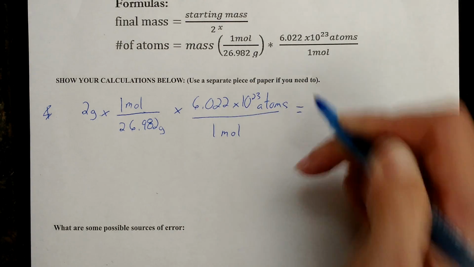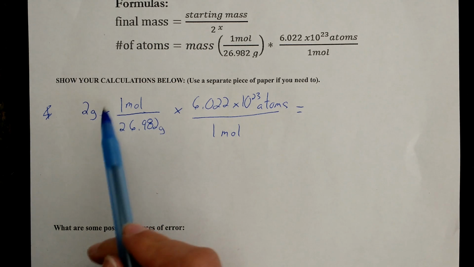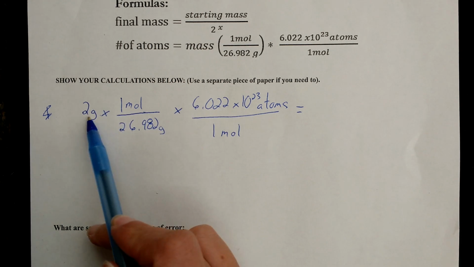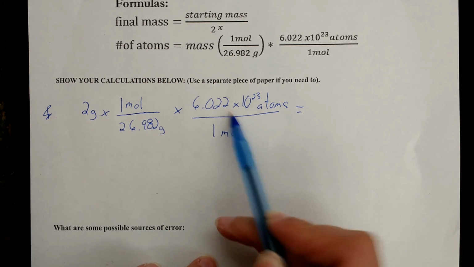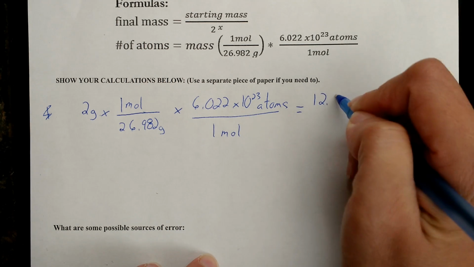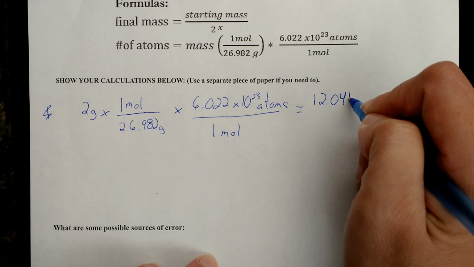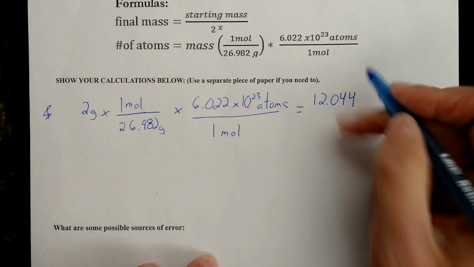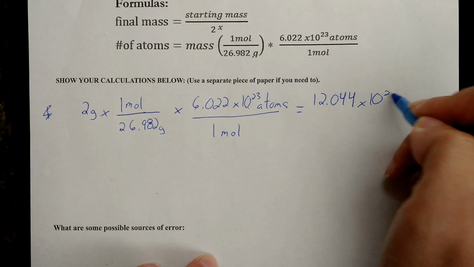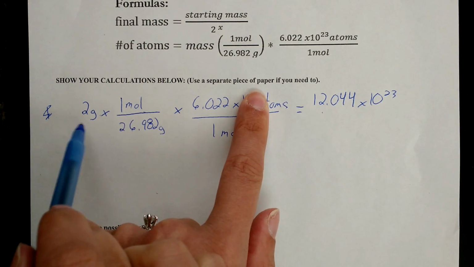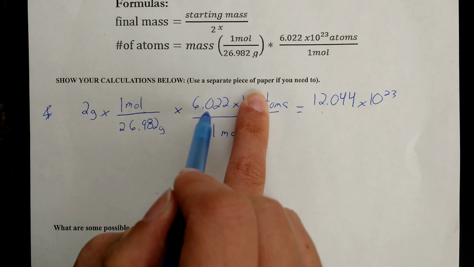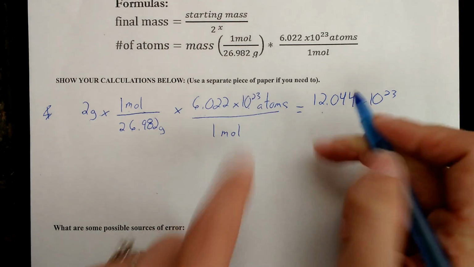Now, just like when you're multiplying fractions, you're going to multiply across. 2 times 1 is 2. 2 times 6.022 is going to be 12.044. And we're just going to tack this on the end. I got this 12.044 by just multiplying 2 times 1 times 6.022.